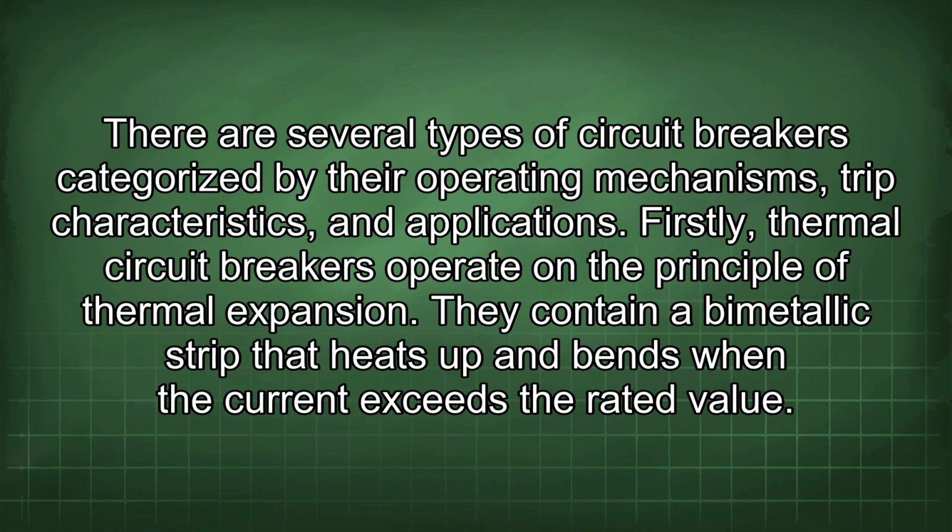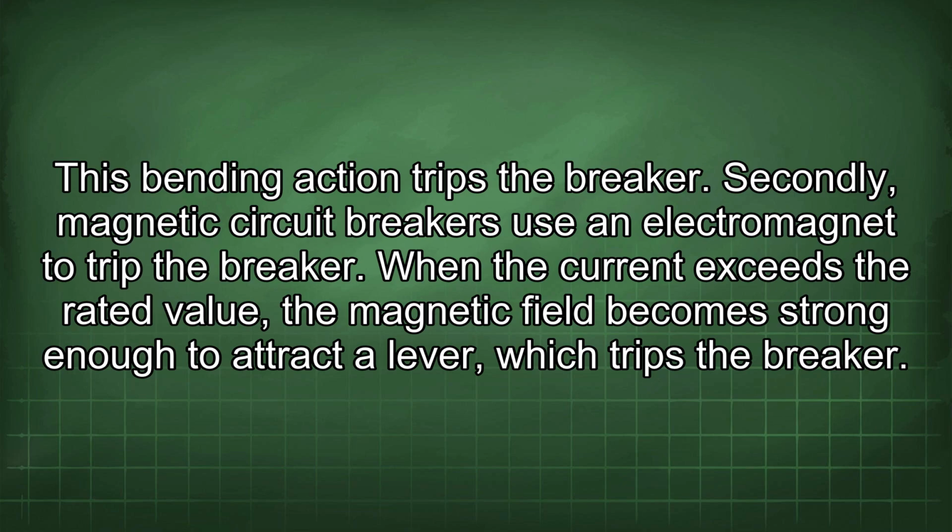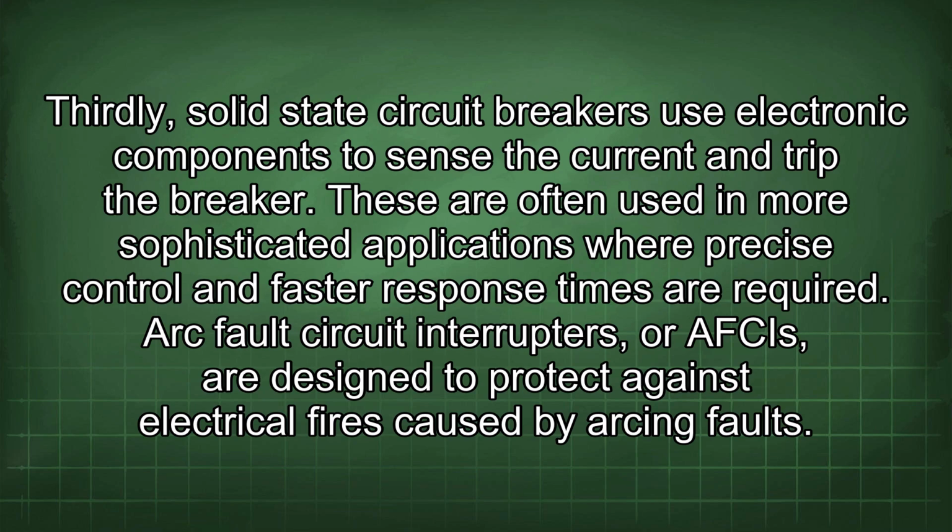There are several types of circuit breakers categorized by their operating mechanisms, trip characteristics, and applications. Firstly, thermal circuit breakers operate on the principle of thermal expansion. They contain a bimetallic strip that heats up and bends when the current exceeds the rated value. This bending action trips the breaker. Secondly, magnetic circuit breakers use an electromagnet to trip the breaker. When the current exceeds the rated value, the magnetic field becomes strong enough to attract a lever, which trips the breaker. Thirdly, solid-state circuit breakers use electronic components to sense the current and trip the breaker.